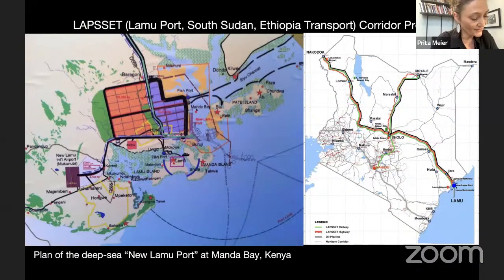Officially launched in 2005, the corridor aims to connect the oil fields of South Sudan to a new port in Lamu. Lamu would become the most important Indian Ocean terminus for a rail land bridge that would eventually traverse the entire breadth of the African continent. For the Kenyan government, Lapset promises to transform Lamu into, quote unquote, the Dubai of Africa. Here, tanker berths, highways, oil pipelines, railways, airports, and fiber optic cables will converge.